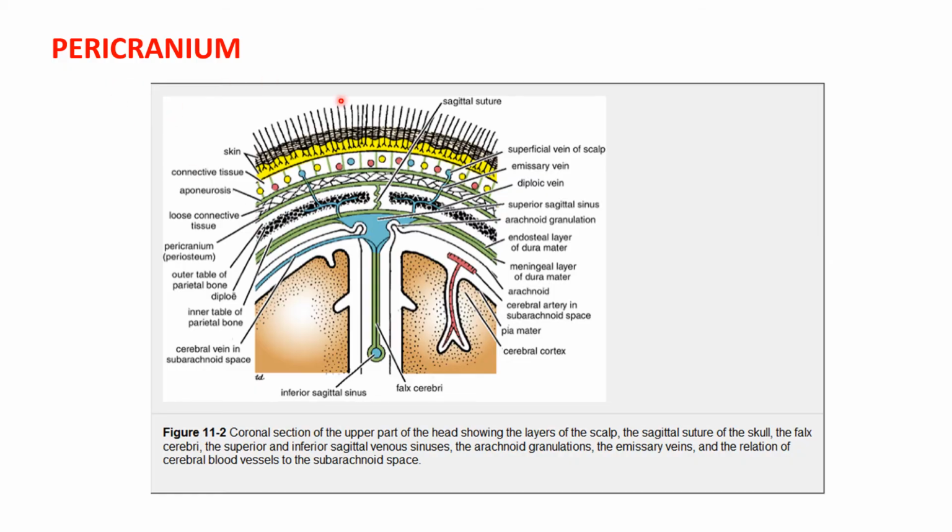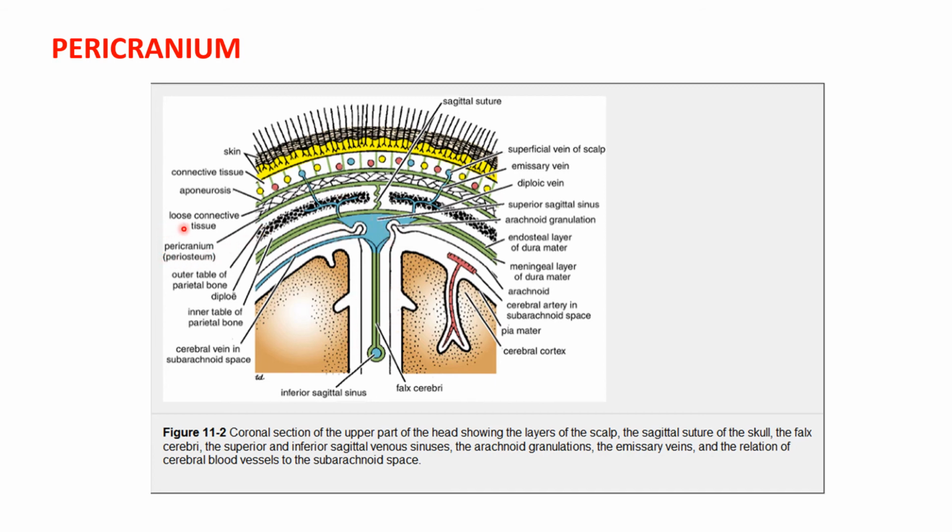the pericranium. Now this is a diagram which I have taken from Snell's anatomy. So see that you draw it in your files, and this is what I helped you to draw: the coronal section of the upper part of the head showing the layers of the scalp. Now, we are drawing again in the area of the sagittal suture of the skull. We haven't discussed this part. We will discuss it and put in this part later.